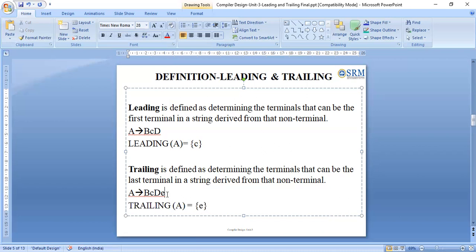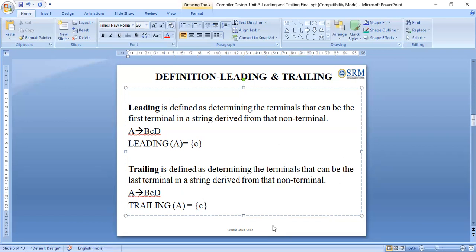Suppose I take this E out. From the last, what is the terminal symbol? The last symbol is D, which is a non-terminal. From the last, next to the D is c. So this c will be the terminal symbol. This is the definition given for leading and trailing. I hope you understand the definition and introduction of leading and trailing.